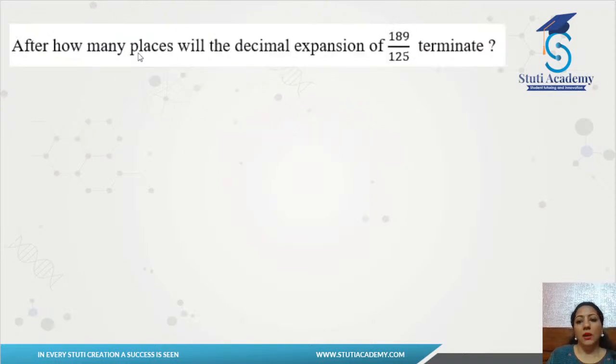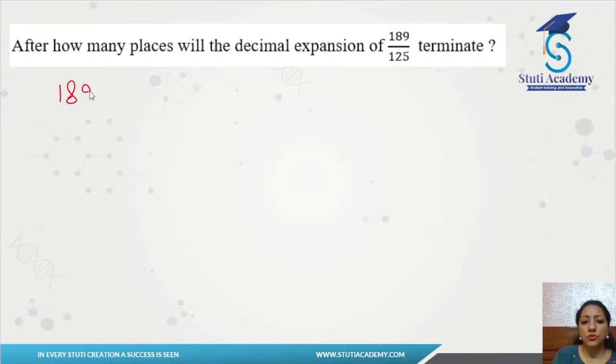Okay. So this one is a bit different. After how many places will the decimal expansion of 189 upon 125 terminate? Okay. Now in this case, we have 125 here. They're not asking us whether it is terminating or non-terminating. They're asking after how many places will the decimal expansion of 189 over 125 terminate.